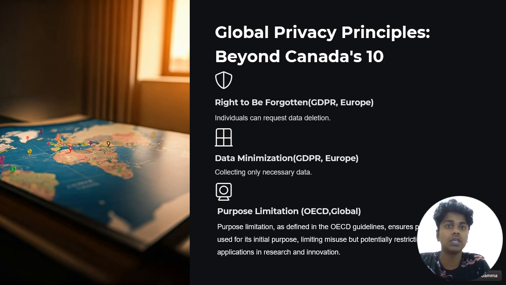Now we are going to see purpose limitation. OECD, global. Purpose limitation, emphasized in the OECD Guidelines on the Protection of Privacy and Transborder Flows of Personal Data, 2013 revision, restricts the use of personal data to specific legitimate purposes by confining data use to original purposes. This principle minimizes the risk of data misuse and builds trust that data won't be used in ways individuals did not expect.